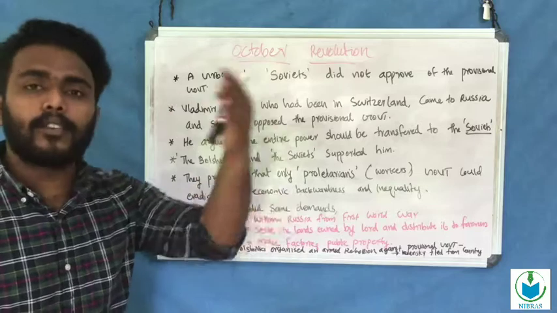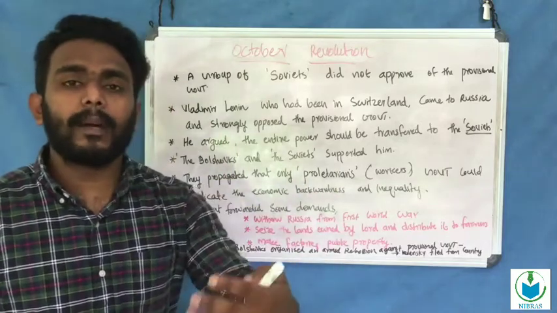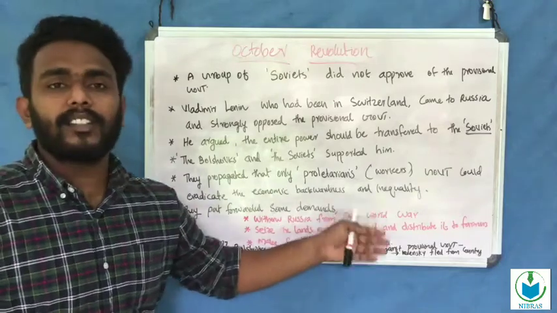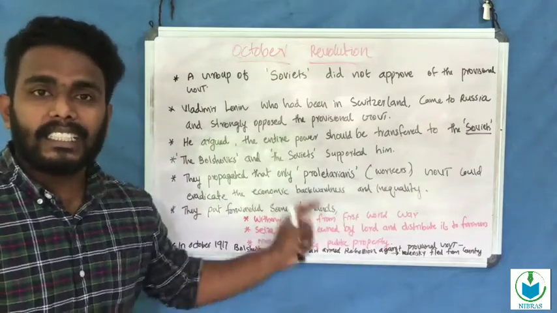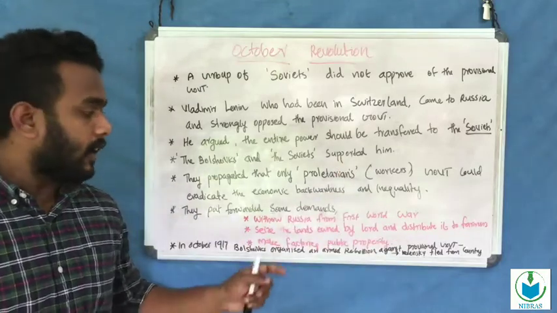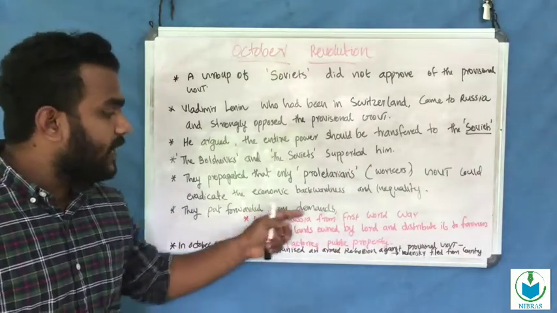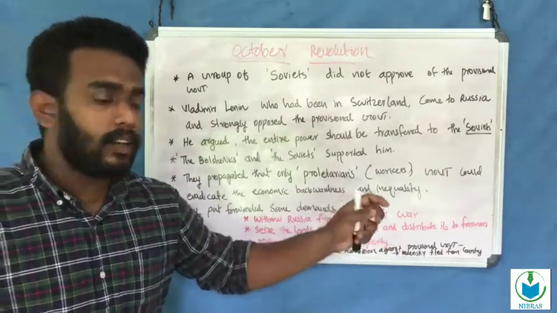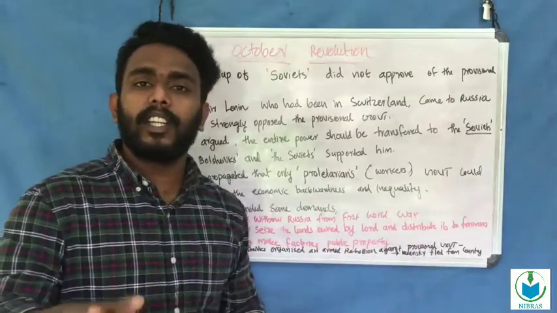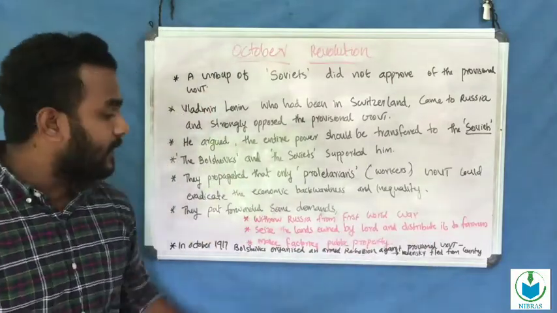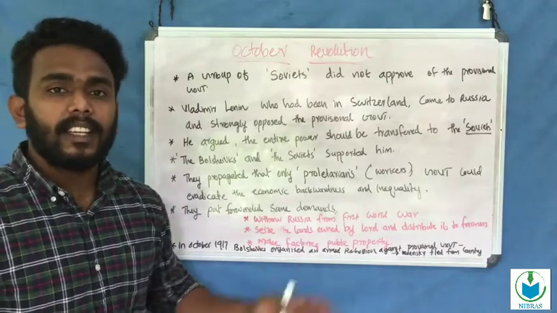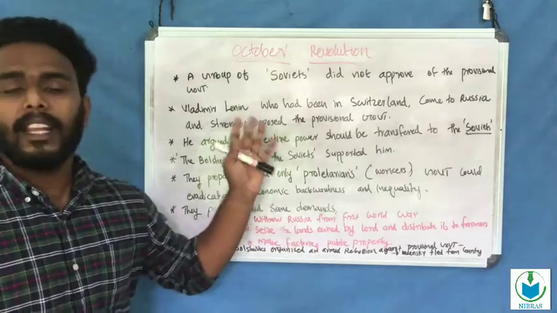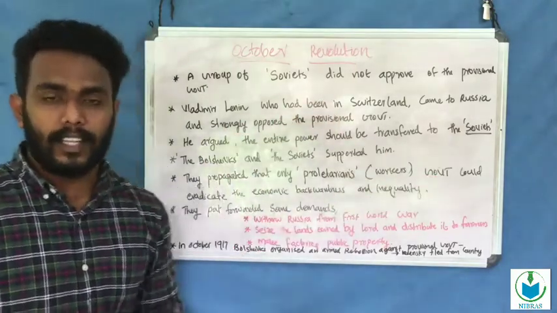And then they put forward some demands. The demands are: withdraw Russia from the First World War, seize the lands owned by the lords and distribute them to the farmers, and third, make factories public property. These are the demands put forward by Lenin, the Bolsheviks and the Soviets.